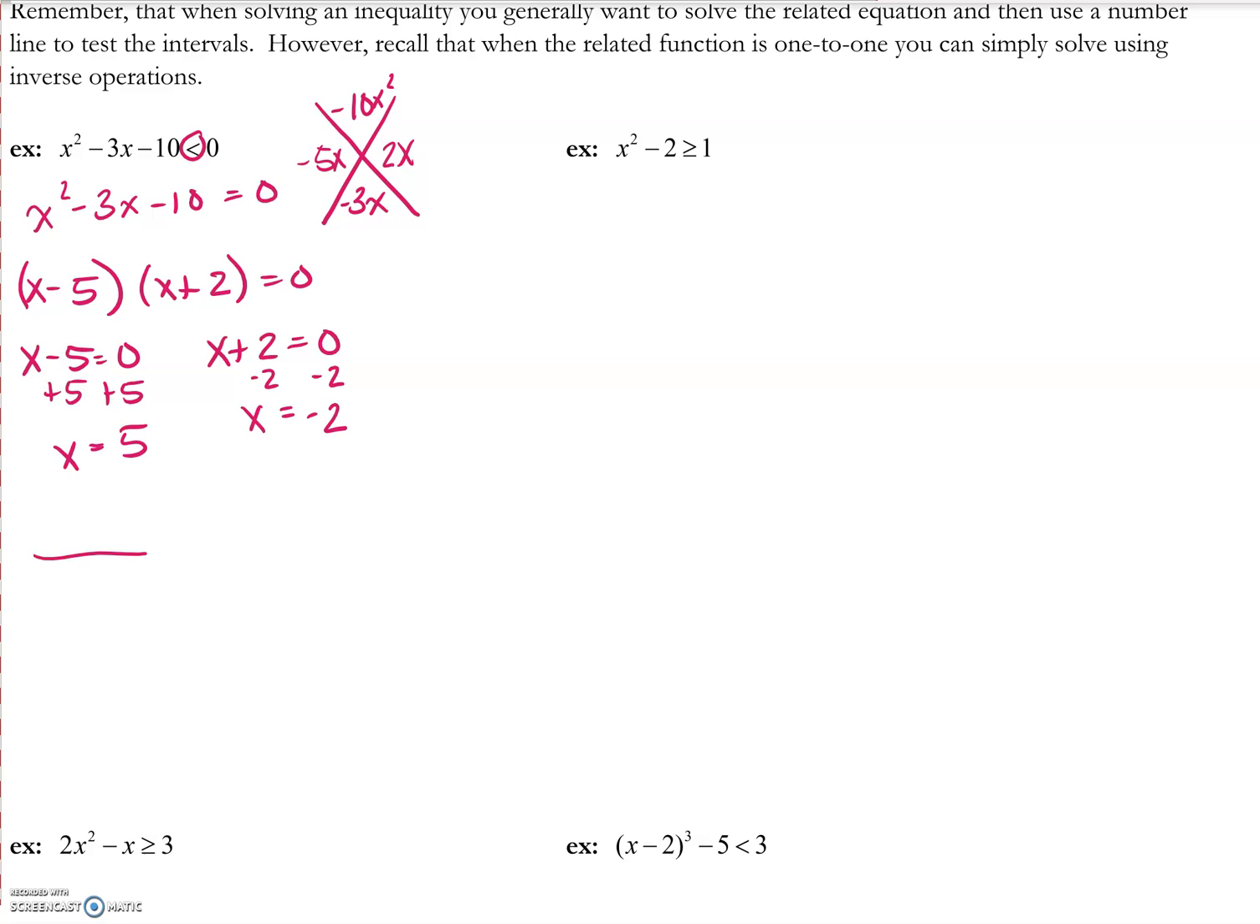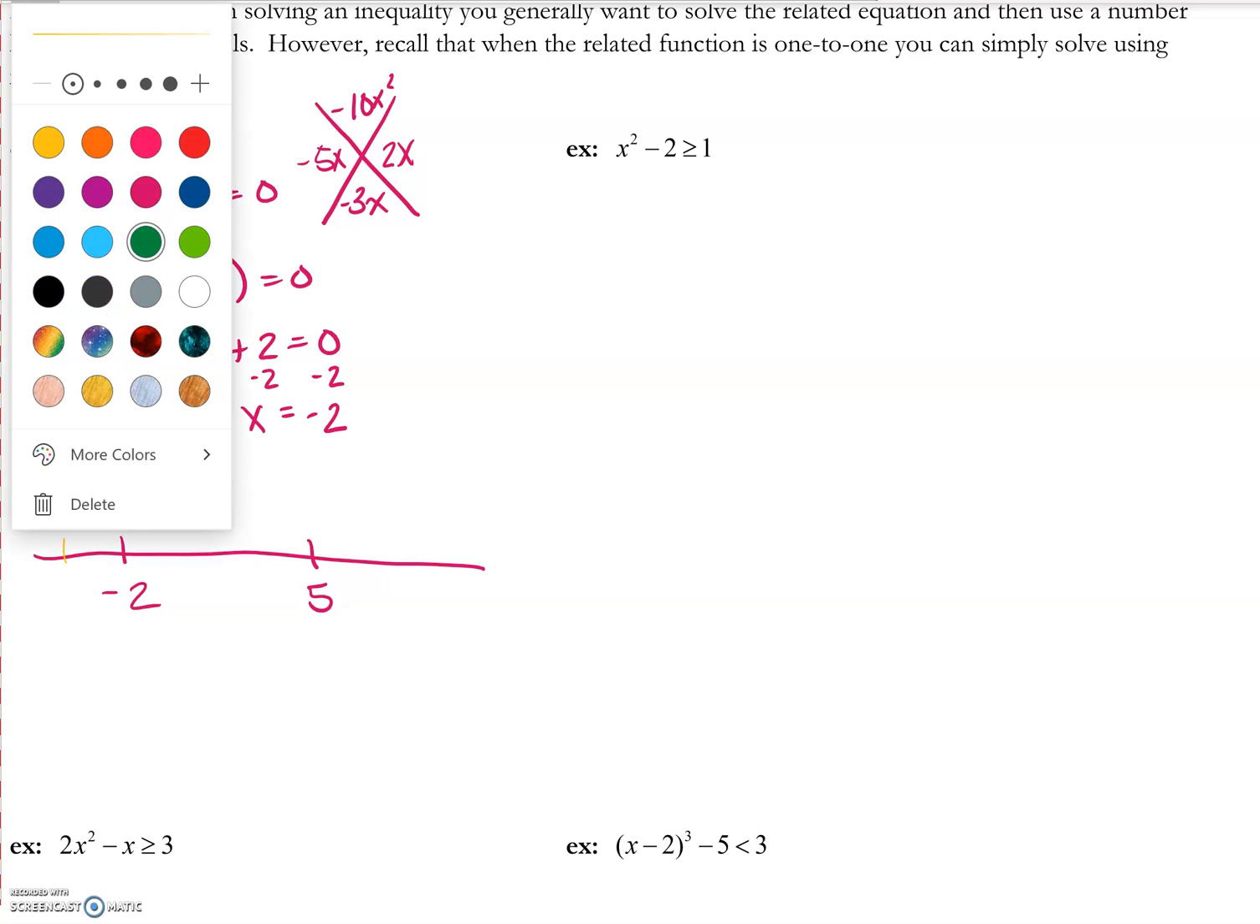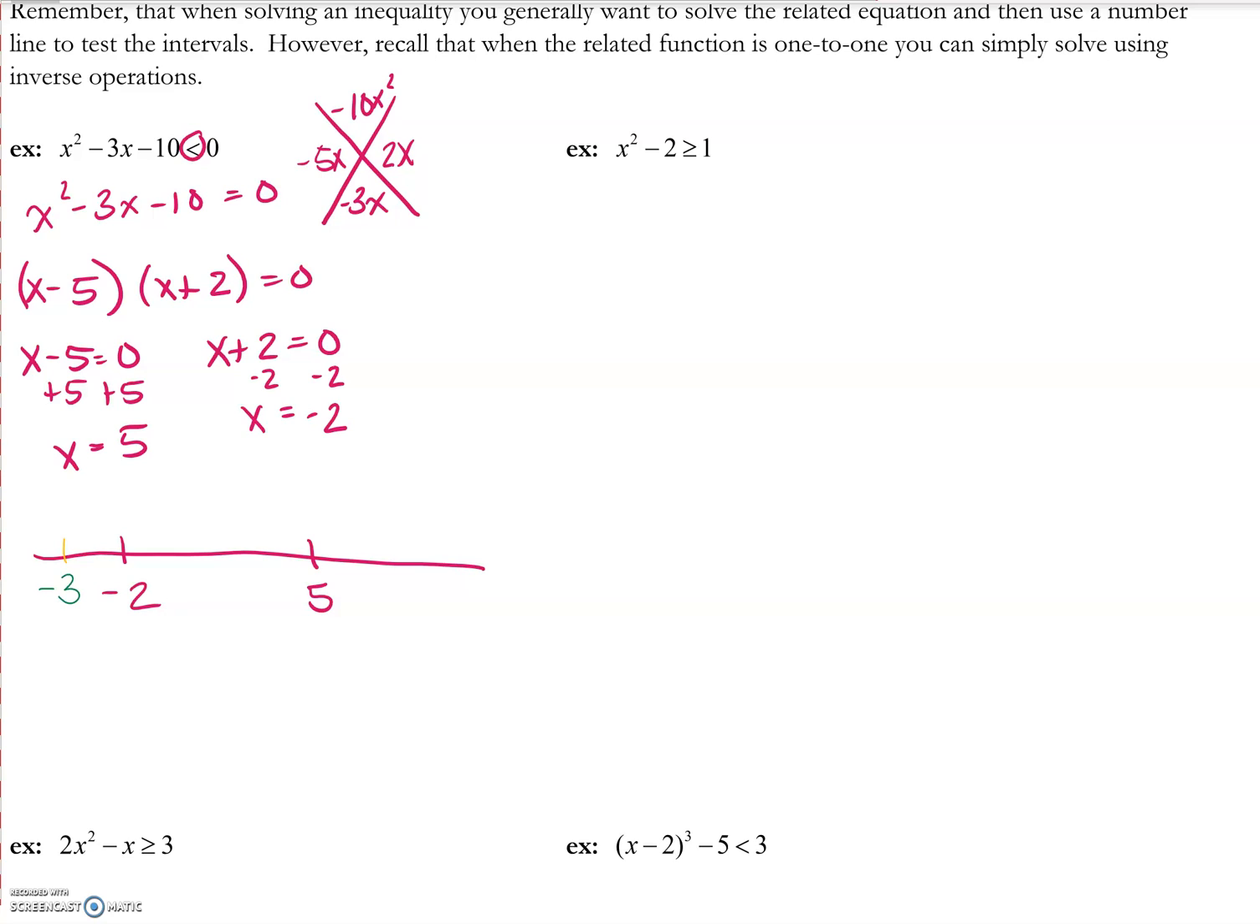Again, since a quadratic is not one-to-one, we're going to test intervals in between and around the numbers negative 2 and 5. So at this point, remember, we pick numbers in these three intervals. So a number smaller than negative 2 could be negative 3. A number in between negative 2 and 5 could be 0. And a number bigger than 5 could be 6. My job now is to take these three green numbers and plug them into the original inequality to see if they are solutions.